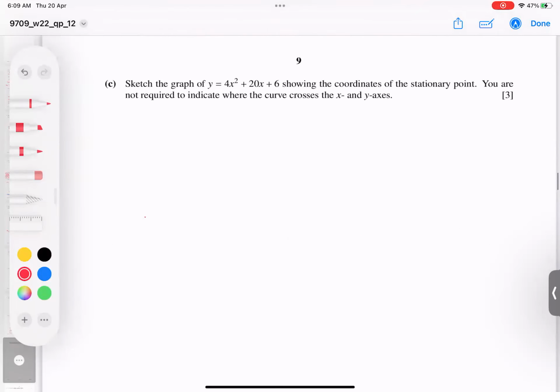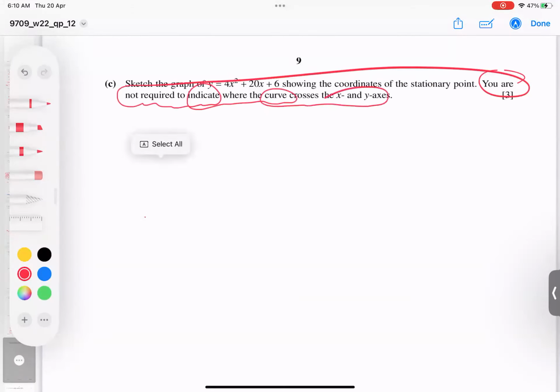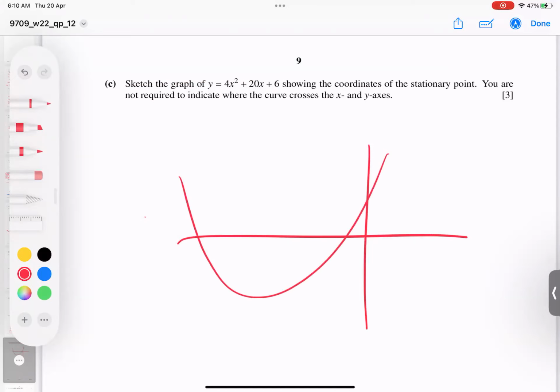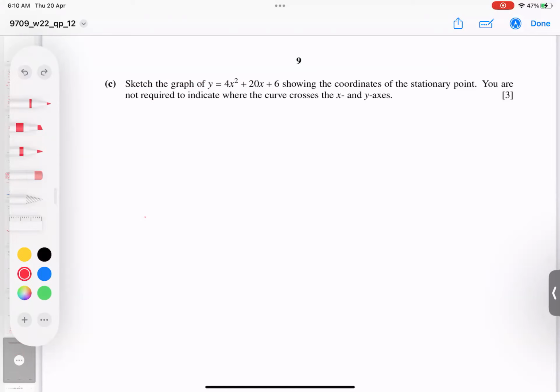Next part. Sketch the graph of this, showing the coordinates of the stationary point only. You are not required to indicate where it crosses the x and y axis. Sometimes he asks you where the curve crosses the x-axis and y-axis, and this is called the stationary point. But he is not asking us here. He said just show the stationary point.